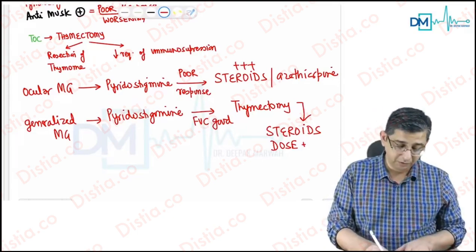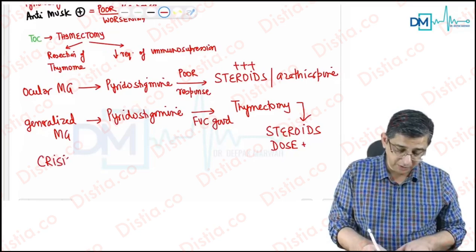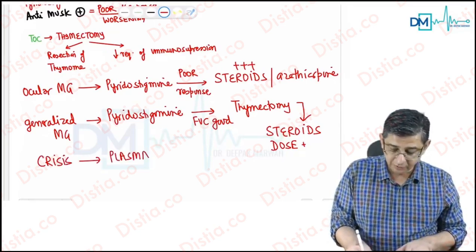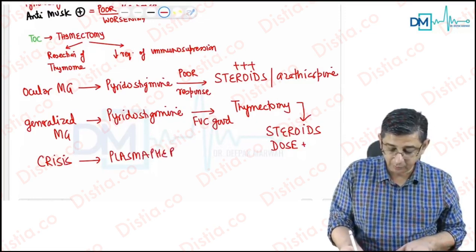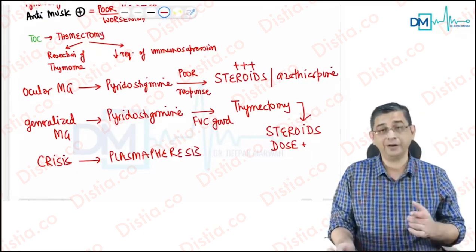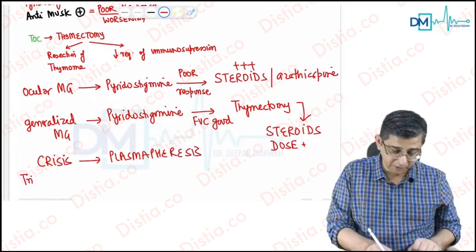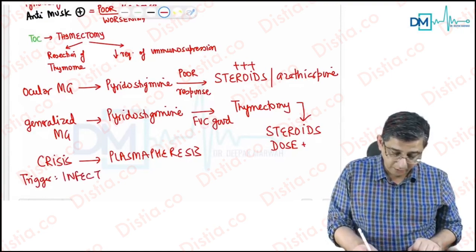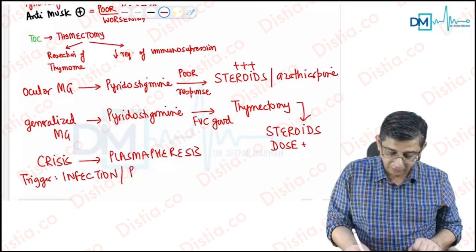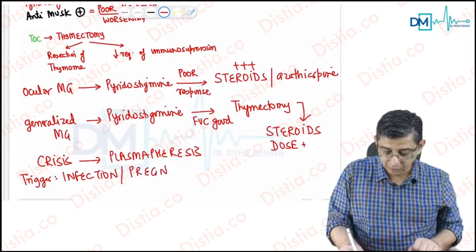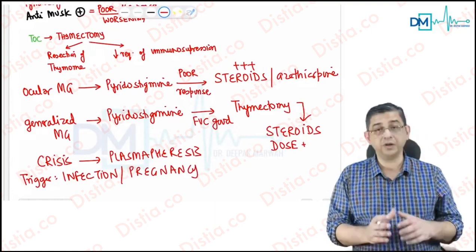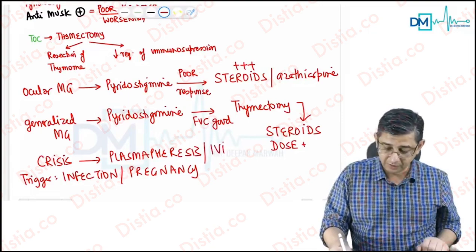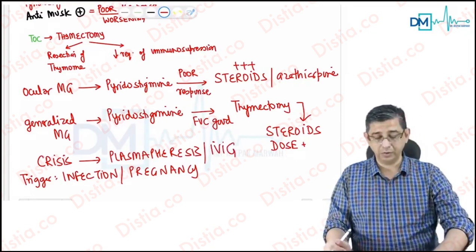Do remember that if the question mentions myasthenic crisis and what is to be done in the patient, then we will use plasmapheresis to get rid of the dangerous antibodies. Myasthenic crisis has two triggers: one is infection and second can be pregnancy. Any kind of stress can trigger this kind of crisis in the patient. So infection and pregnancy are the triggers, and plasmapheresis would be done. If facilities for plasmapheresis are not available, it is intravenous immunoglobulin.